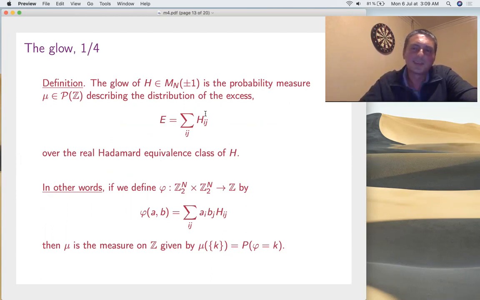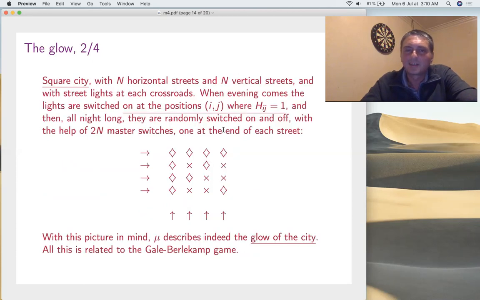So let's start with the real case because it's quite interesting. We'll take real Hadamard matrices and the real equivalence class. And the distribution of the excess is called the glow. You can define it like this. Well, if you like really explicit formulas, that's it. It's the same thing. So it's the glow.